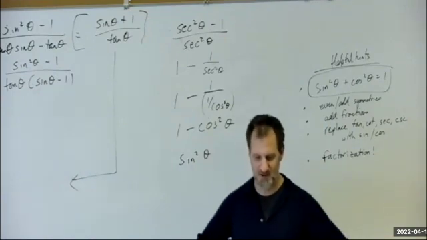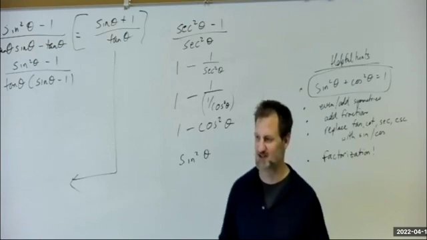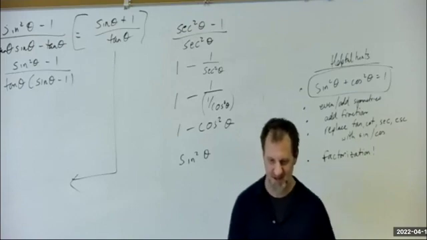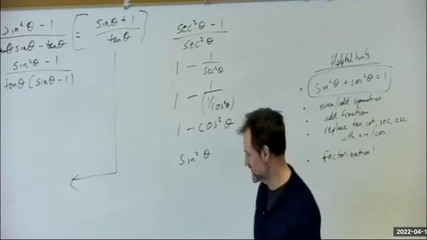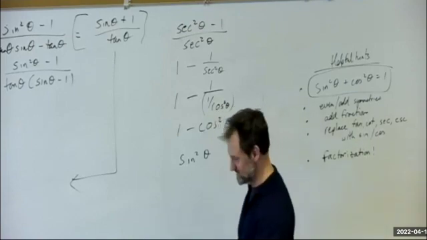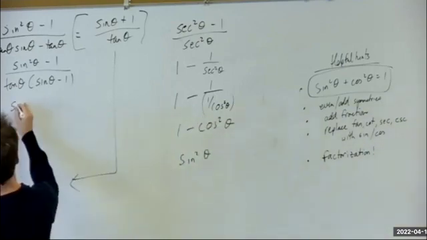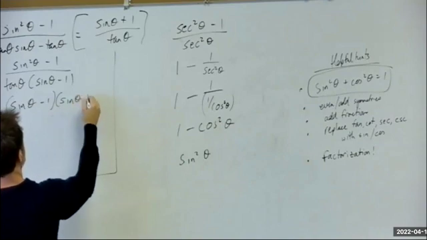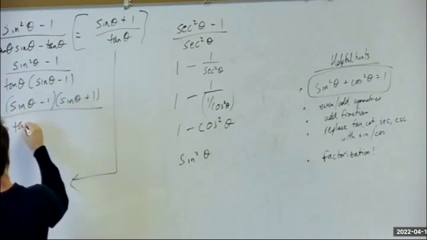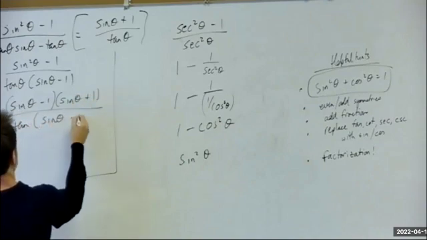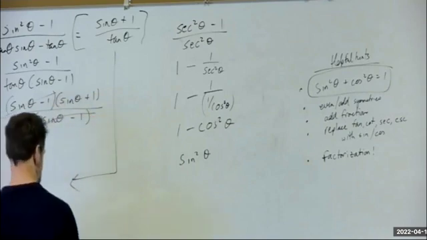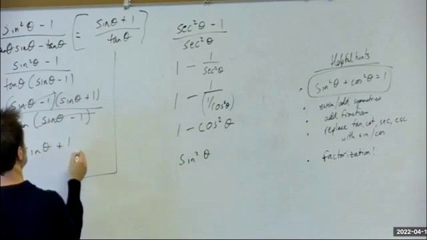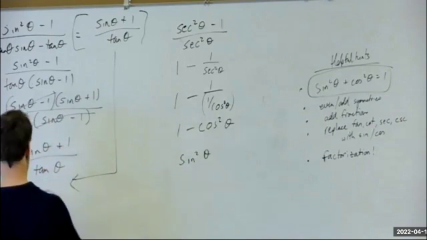Difference of squares, keep a little puppy, little difference of squares. Sine theta minus 1, sine theta plus 1. There you go. Sine theta minus 1. Boy, you love those difference of squares.